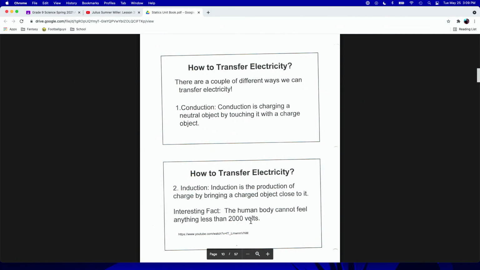How can you transfer the electricity? Well, there are a couple of ways. The first is conduction. Conduction is charging an object by touching it with something that is charged. So conduction is making a charge by touching, and then, if you look down there, induction is making a charge by bringing a charged object close to it.